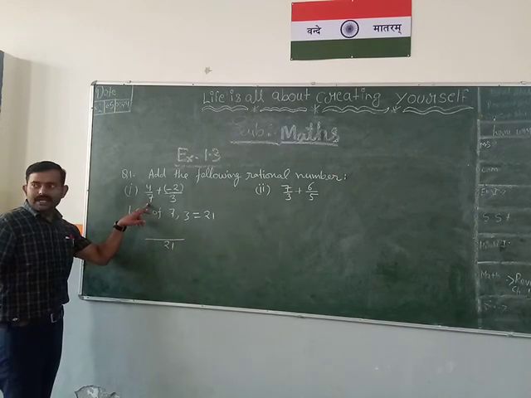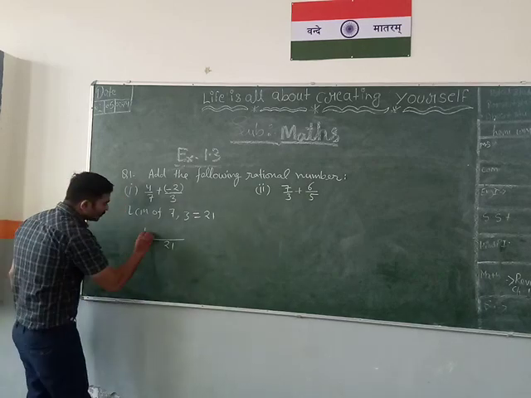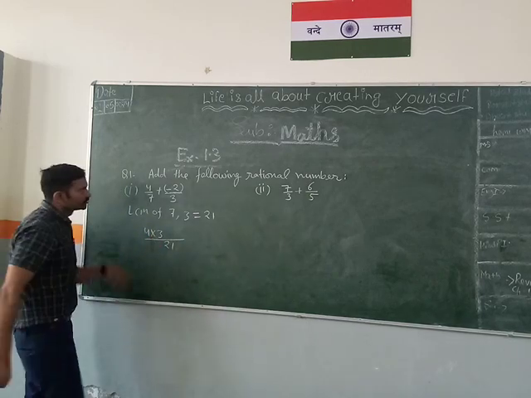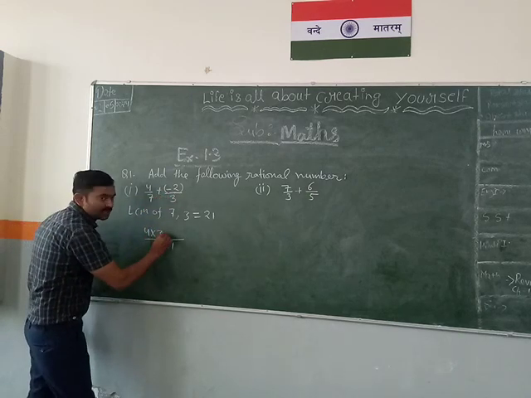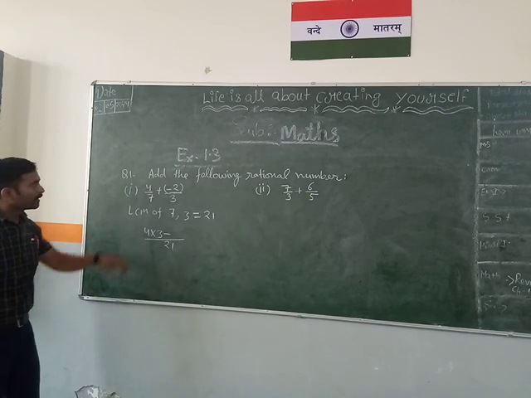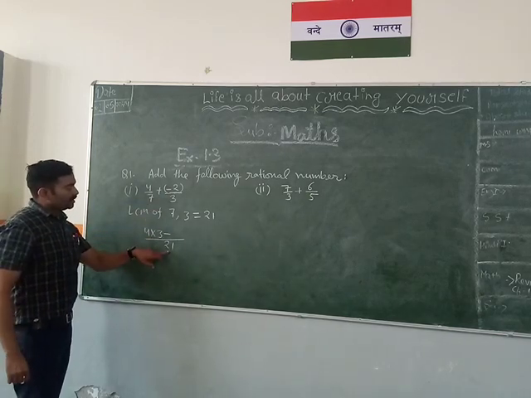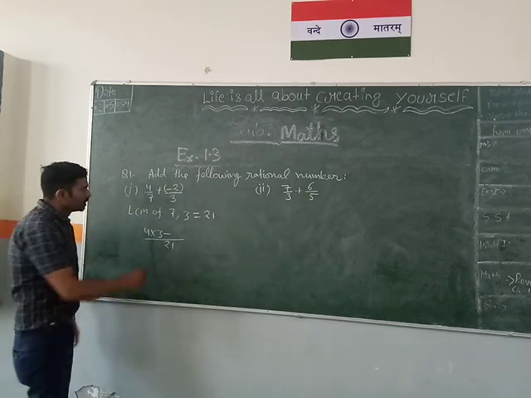21 divided by 7, how many times? 3 times. 4 multiplied by 3 is 12. Right, the minus multiplied by plus will change into minus. Got it? Yes, sir. 21 divided by 3, how many times? 7 times.